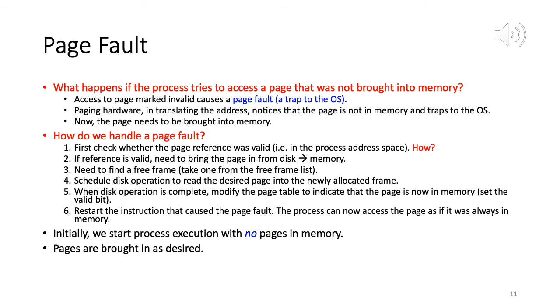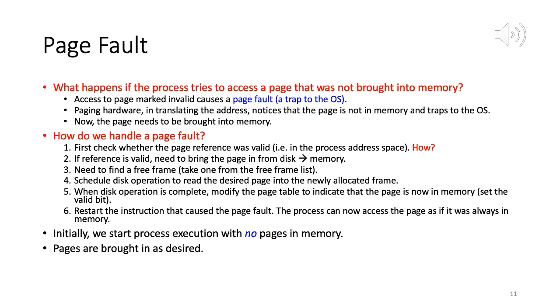So what happens if the process tries to access a page that was not brought into main memory? Access to a page marked as invalid causes a page fault. So essentially the OS is trapped. It's a trap to the OS, an interrupt. The paging hardware, in translating the address, notices that the page is not in memory and generates a trap interrupt to the OS. Now obviously there's only one thing left to do.